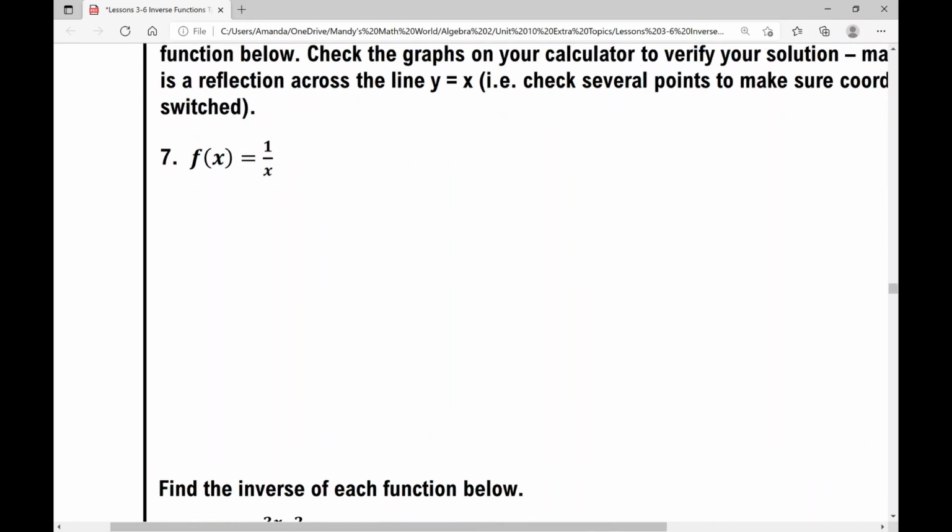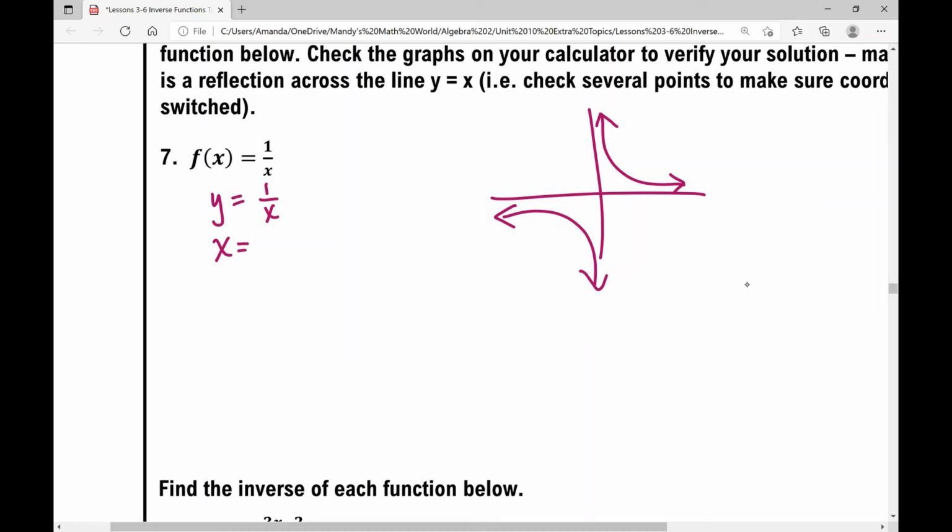I've got f of x equals 1 over x, and I do know that when graphed, this function looks like this. Okay, so what's my process? I'm going to replace f of x with y, so y equals 1 over x. And now I'm going to switch x and y, replacing y with x and x with y. The goal is to get y all by itself. So what do I need to do? I've got to get rid of that denominator first.